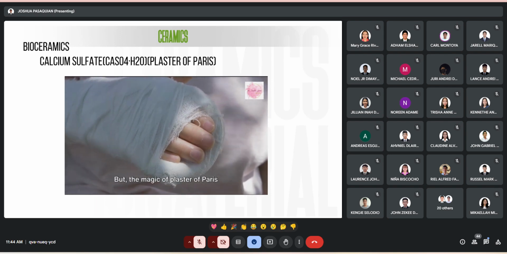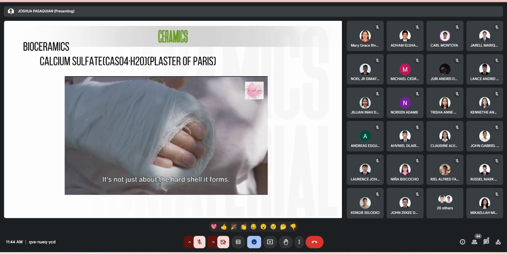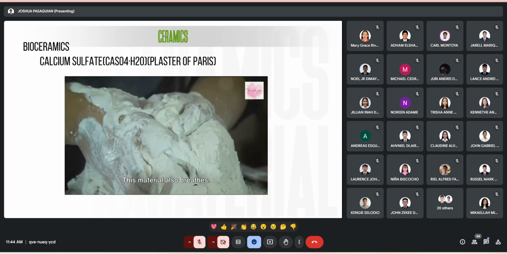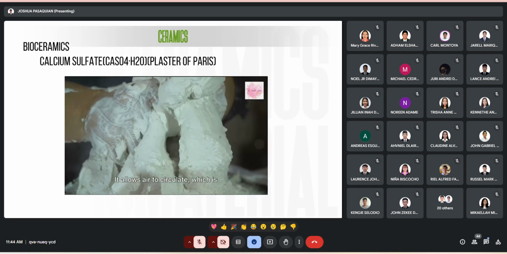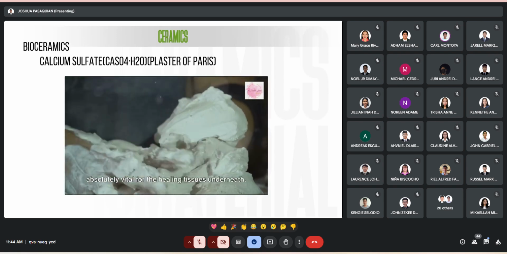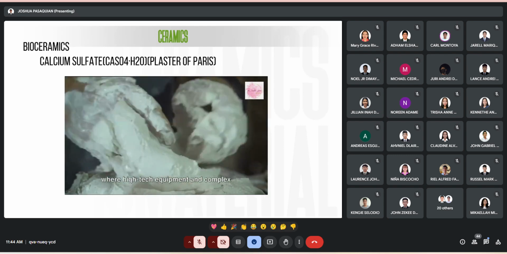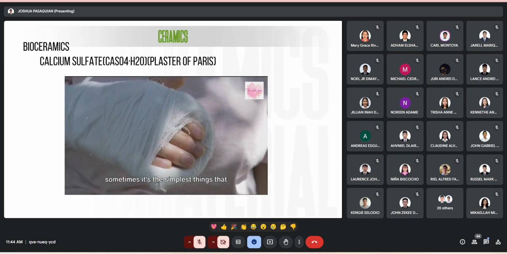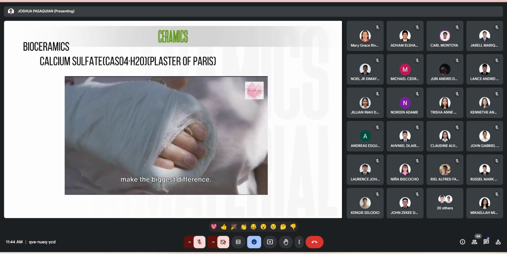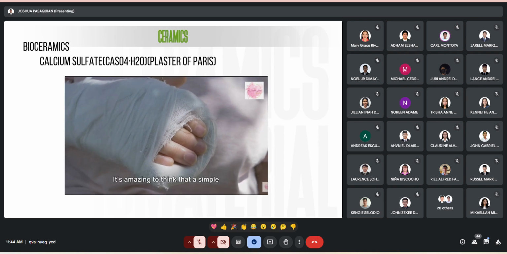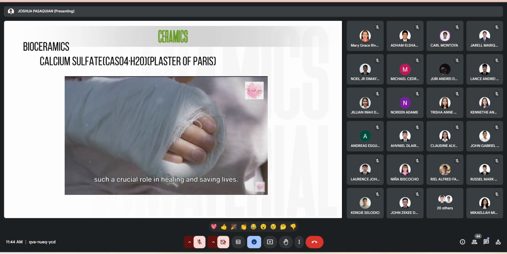But the magic of plaster of Paris doesn't stop there. It's not just about the hard shell it forms. This material also breathes. It allows air to circulate, which is absolutely vital for the healing tissues underneath. In this fascinating world of medicine, where high-tech equipment and complex procedures often steal the spotlight, sometimes it's the simplest things that make the biggest difference. It's amazing to think that a simple substance like plaster of Paris can play such a crucial role in healing and saving lives.